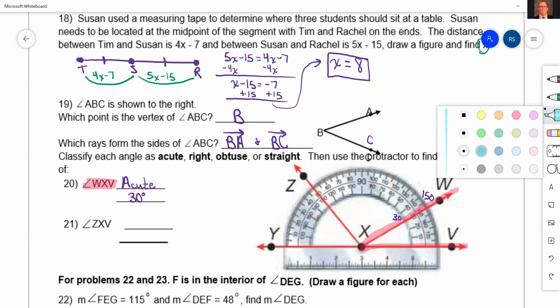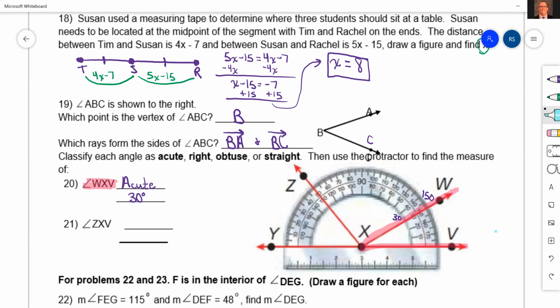Now let's look at ZXV. ZXV is going to be our blue angle. Z, I go to X, turn the corner, and I still go out to V. Okay? What does that look like? An obtuse angle.